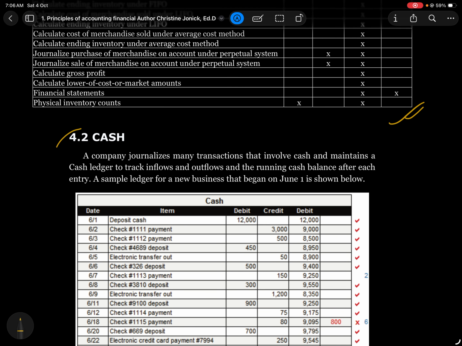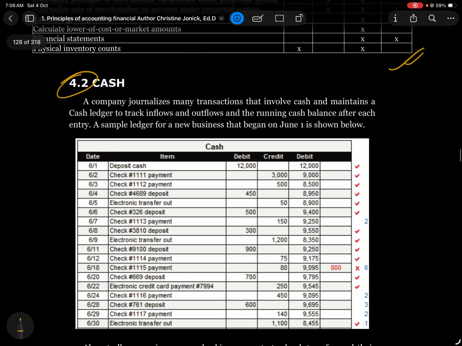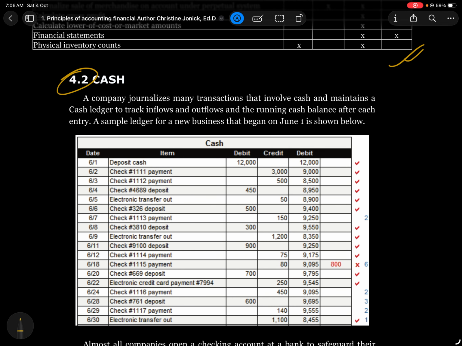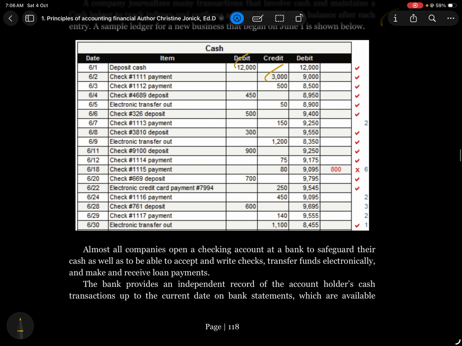So the next asset detail that we will be covering is regarding cash. Whenever we have any cash in, we normally debit. Whenever it's paid out, we credit. Normally a checking account at a bank is used to safeguard cash. A checking account is more frequently used compared to a savings account, of course.